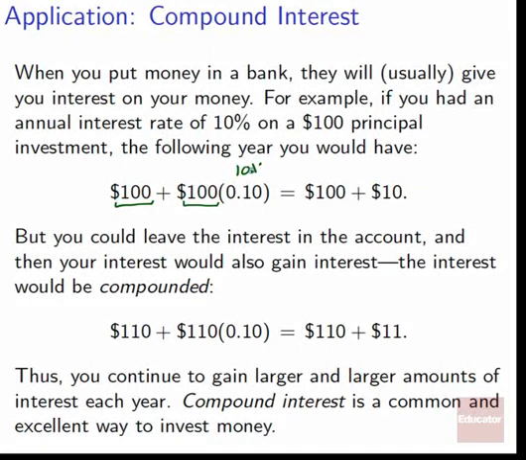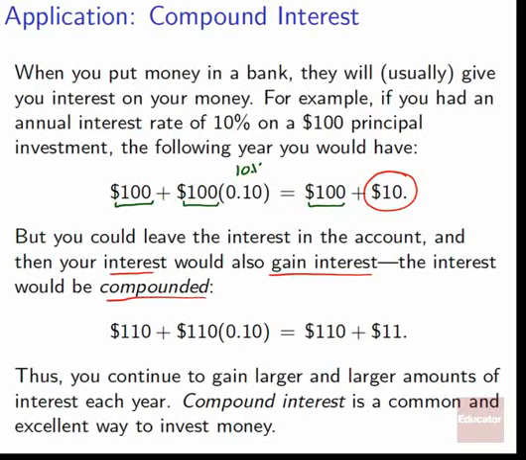Now 10% as a decimal is 0.10, so $100 times 0.10 gives you $10 in interest. Great. But you could leave that interest in the account, and then your interest would also gain interest. The interest is going to get interest on top of it, so we would say that the interest is compounded because we're putting one thing on top of the other.